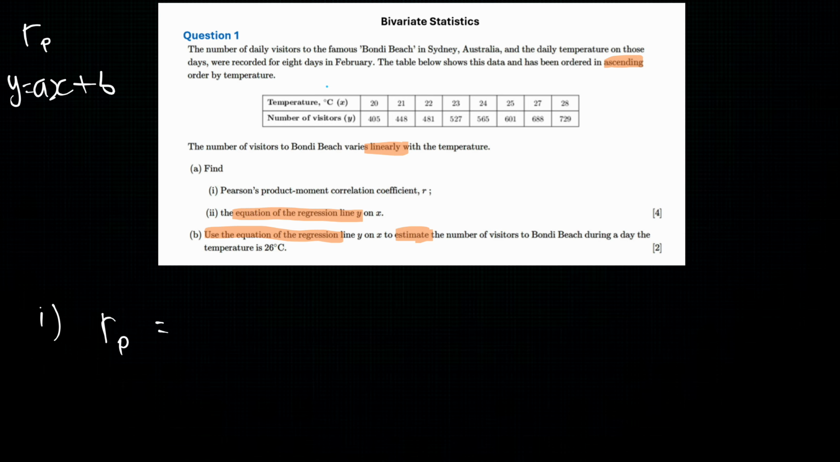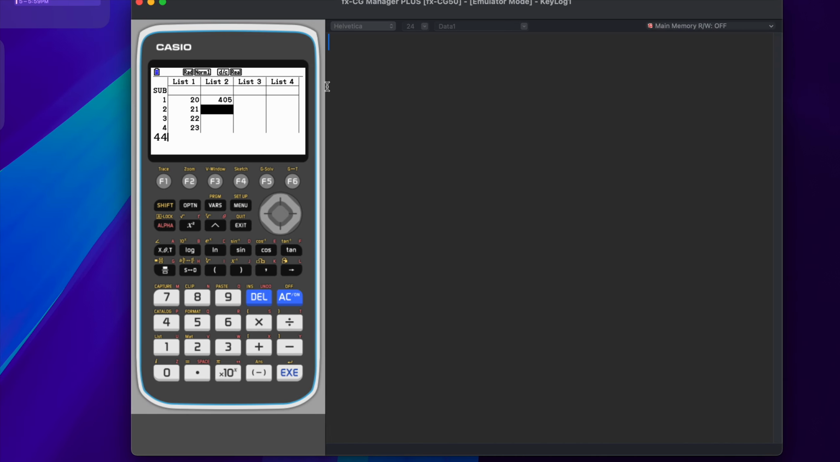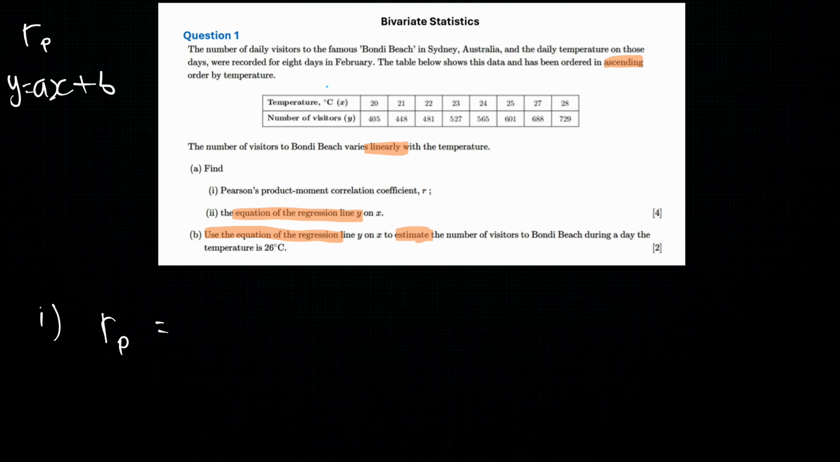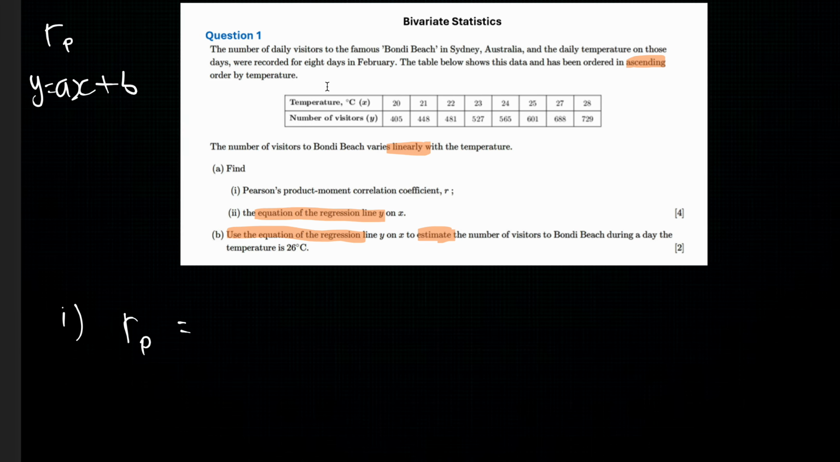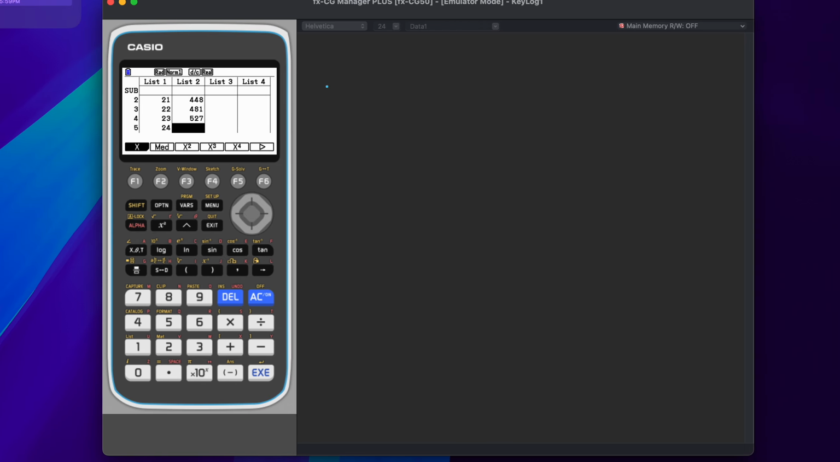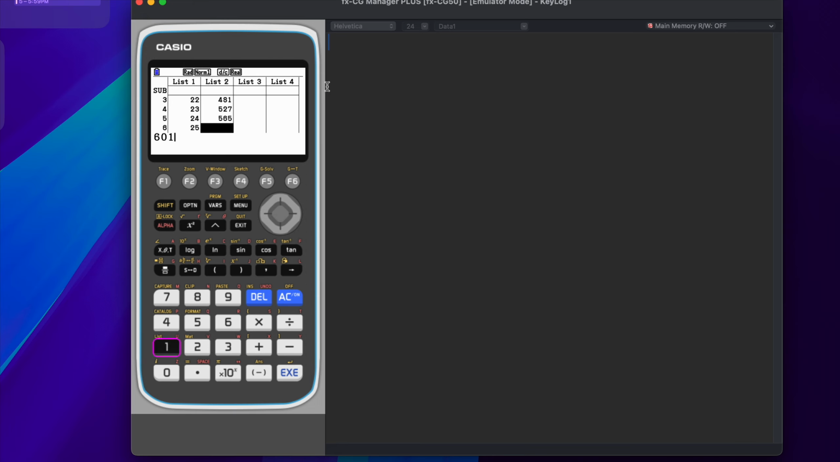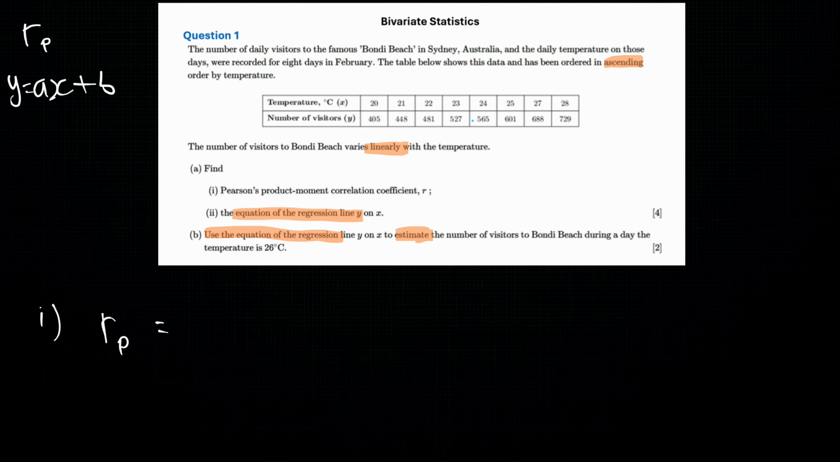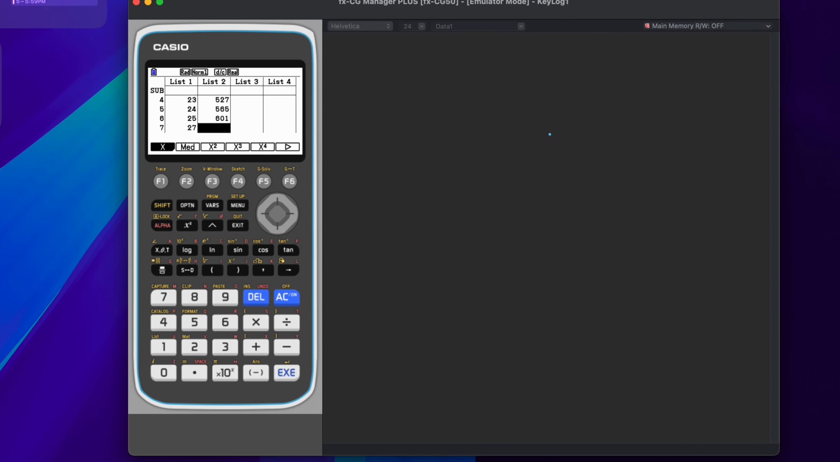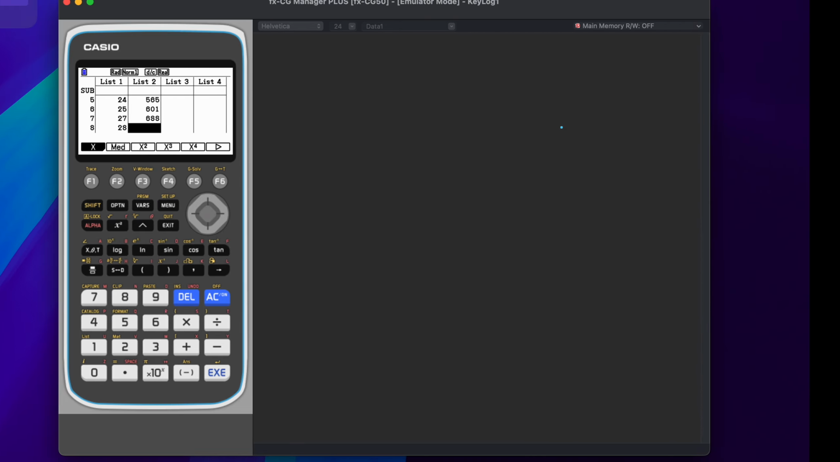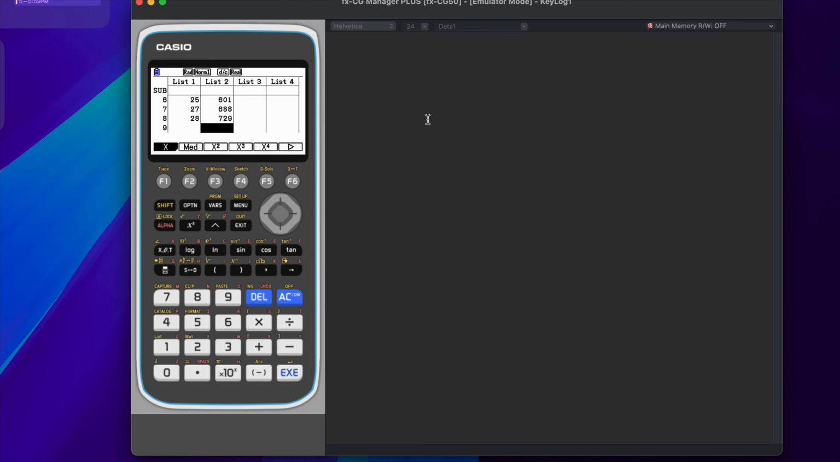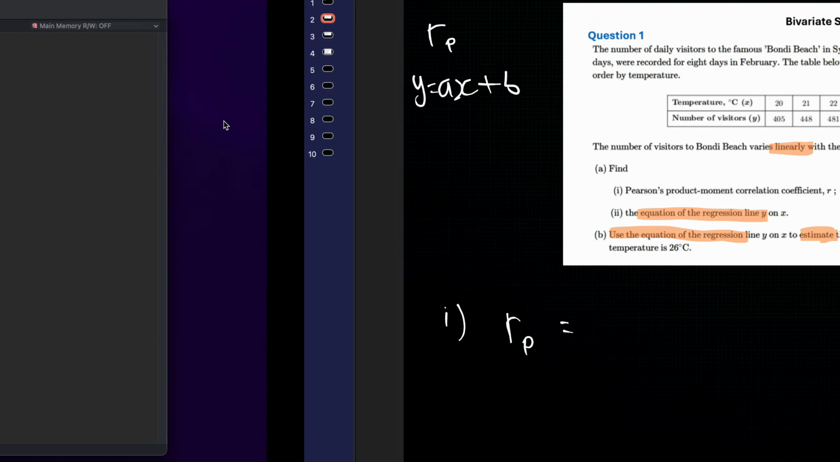The y values are 405, 448, 481, 527, maybe my keyboard's a bit sticky, 527, 565, 601. You want to be really careful when you're inputting this to not make a mistake, 688, otherwise it's going to ruin your whole question. So make sure you double check. And 729. You should have the same number of x and y values.